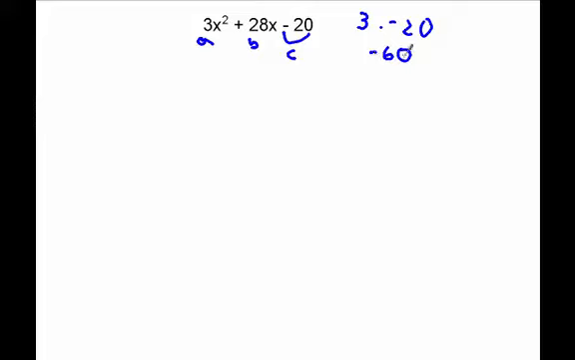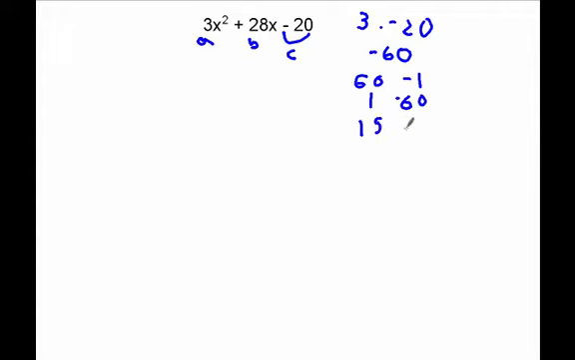And since we know this is negative, we know one of our factors has to be positive, one of our factors has to be negative. So we could say that this is 60, negative 1. Well, 60 plus negative 1, that gives me 59. We know that doesn't work. We could say this is positive 1 and 60, or positive 1, negative 60. Add those together, we get negative 59. That doesn't work.